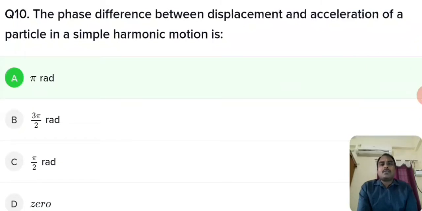Hi students, in today's class we continue the NEET question paper explanation. Here is the 10th question. The phase difference between displacement and acceleration of a particle in simple harmonic motion is. So first let us write the displacement and acceleration equations in simple harmonic motion.